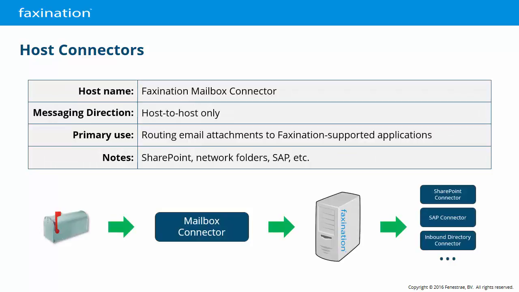New for Faxination 2016, the Mailbox connector is unique in that it's specifically host-to-host. It's used to monitor one or more Exchange or Office 365 mailboxes and route detected file attachments to any inbound-capable Faxination host. Used in combination with Microsoft's message filtering rules, custom document routing and business workflows can be initiated simply by sending an email with a file attachment to a monitored mailbox. Only one mailbox is required to create hundreds of custom routes, which is important in hosted per mailbox environments such as Office 365.